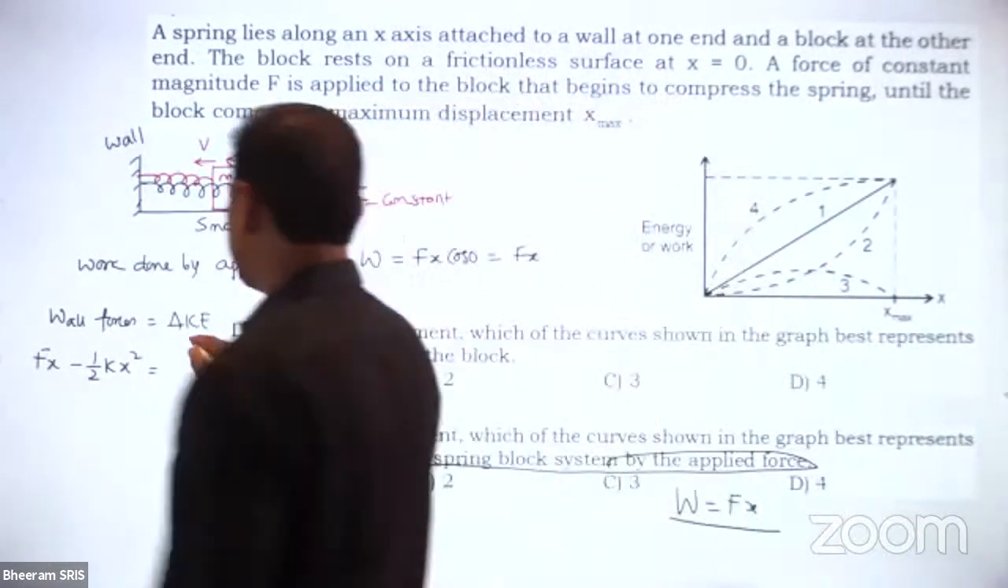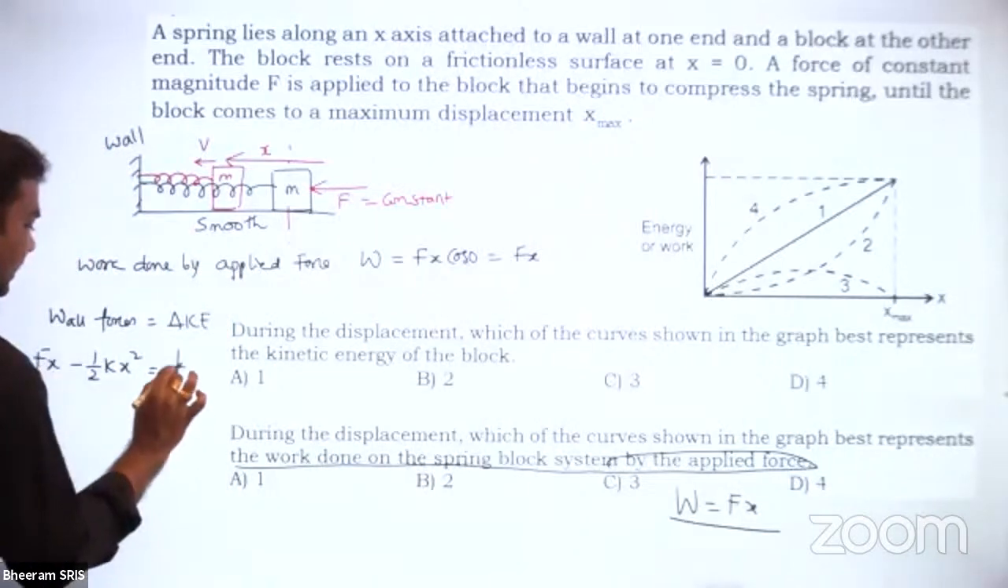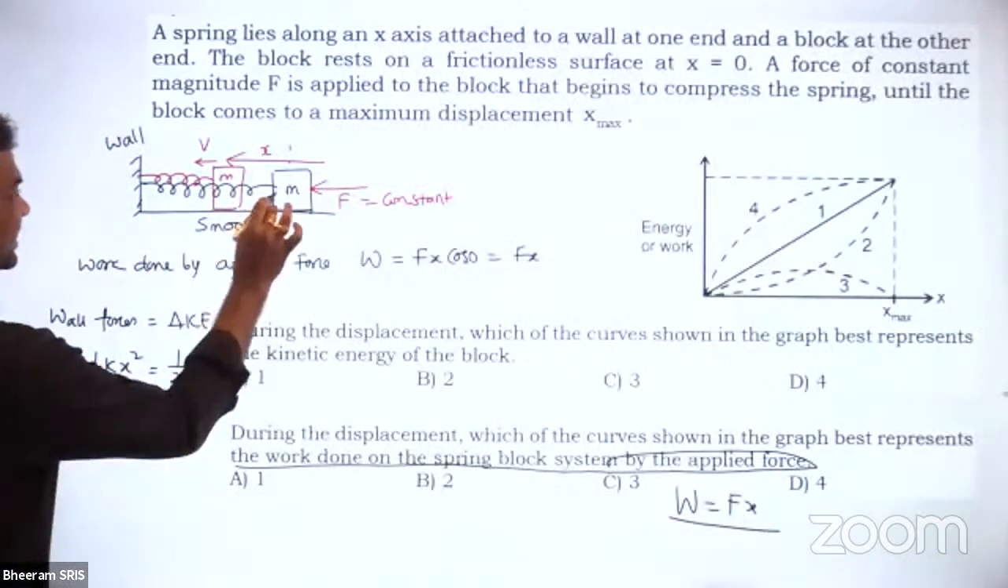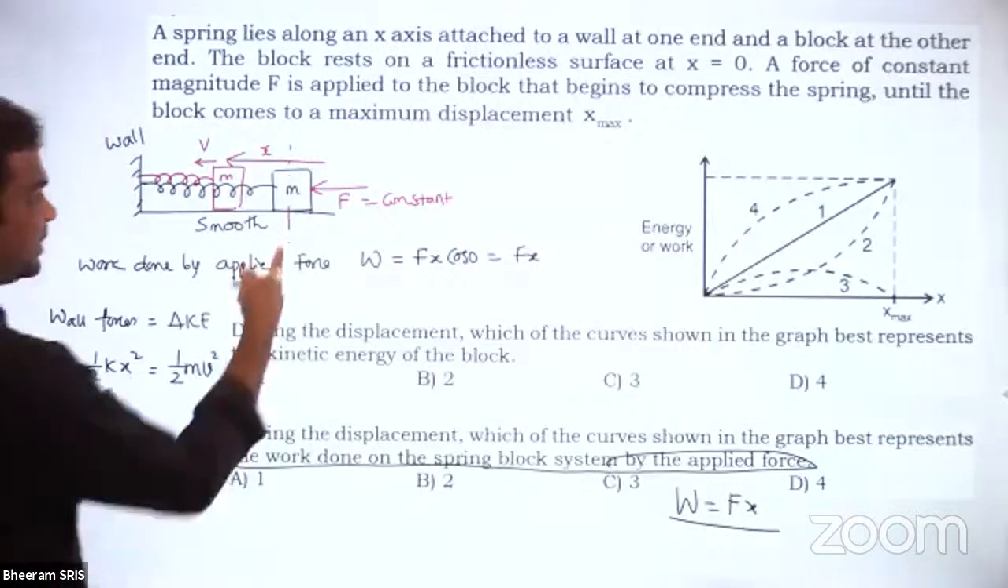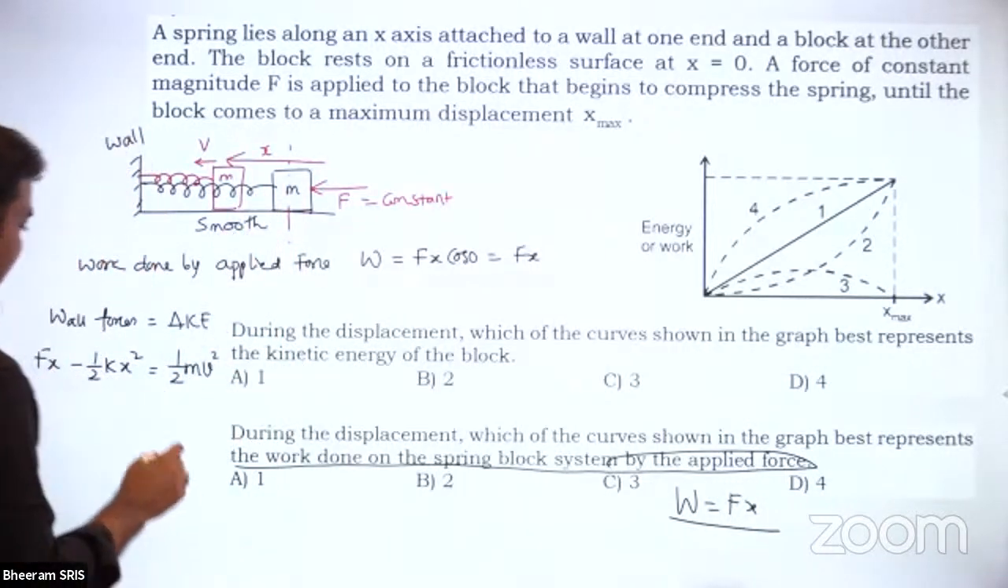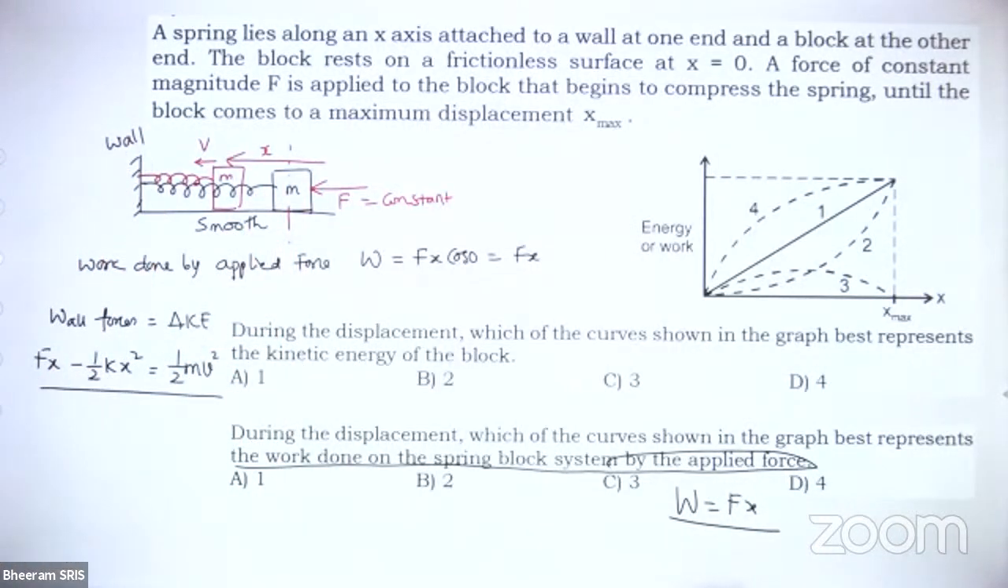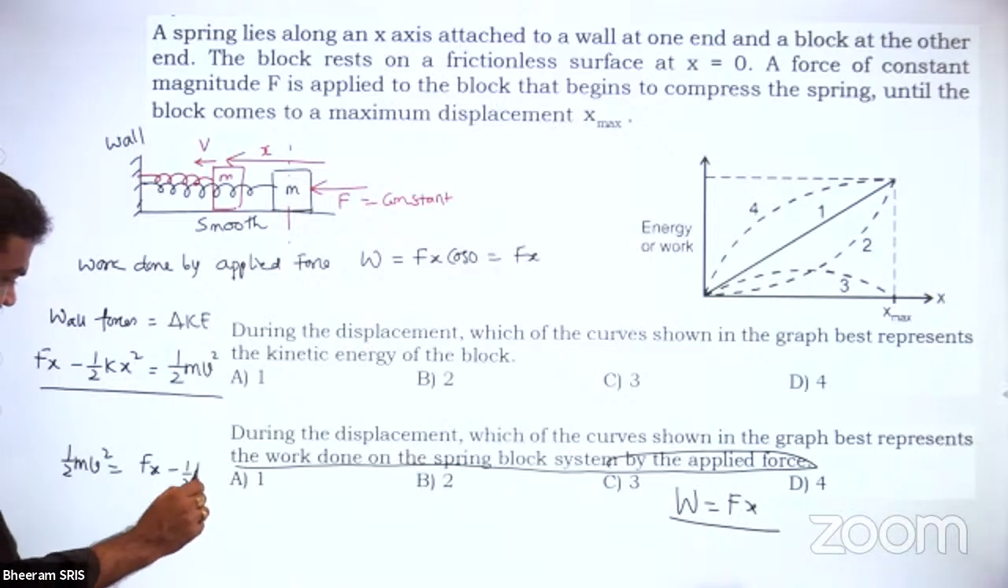And what is the change in kinetic energy? What is the final kinetic energy? Half mv square. And what is the initial kinetic energy? 0. Initial block is at rest. Initial kinetic energy 0. So that means half mv square, the kinetic energy of the block, is equal to F into x minus half kx square.